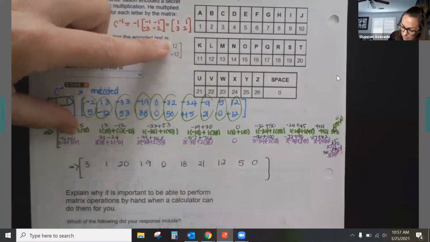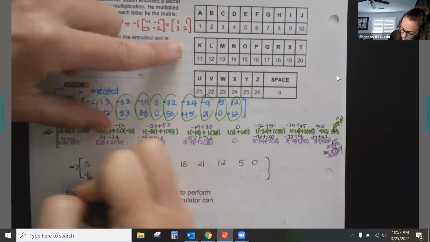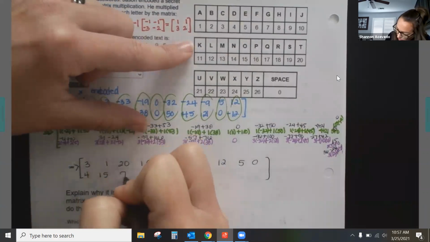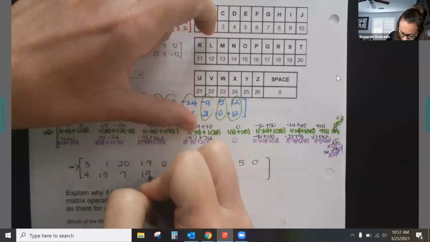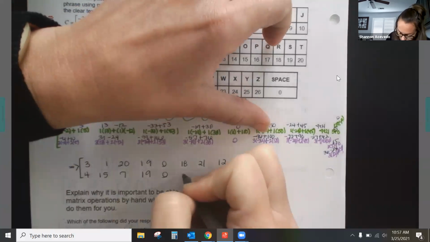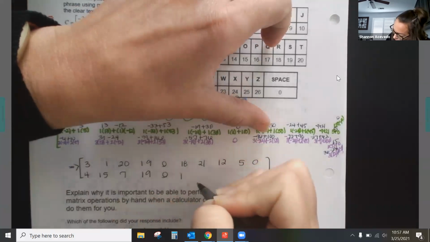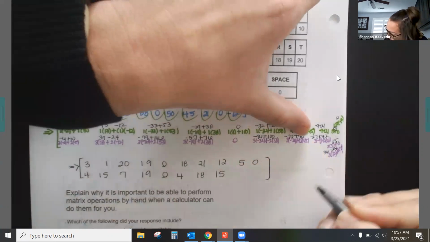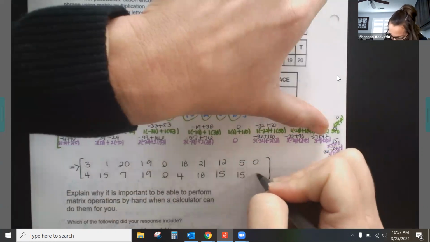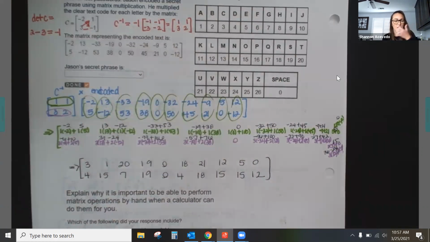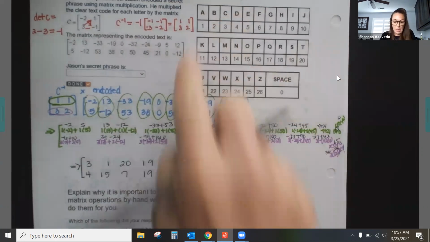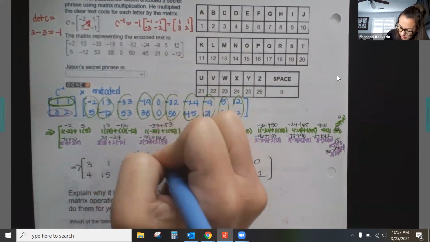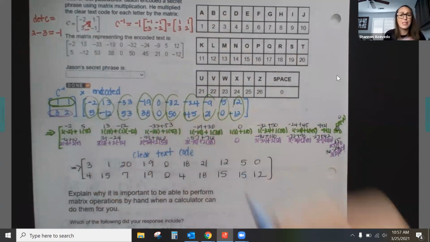Okay, next row. This is going to be 4. This is going to be 15. This is going to be 7, 19, 0. This is going to be 4, 18, 15, 15, and 12. Now, if I end up with a negative number, I know I did something wrong because none of them can be negatives. This right here is what the clear text code is.